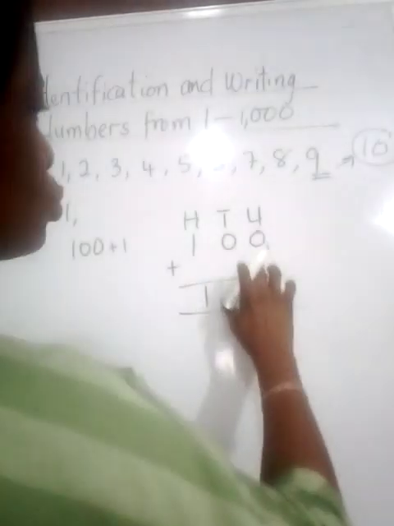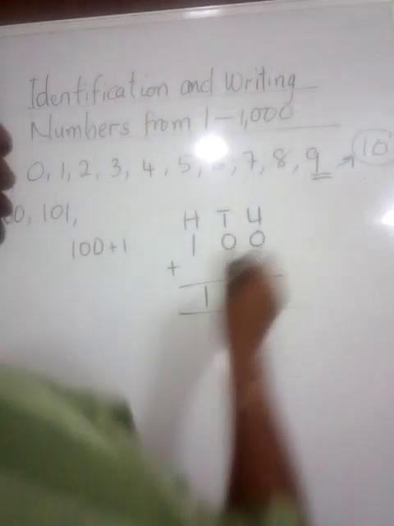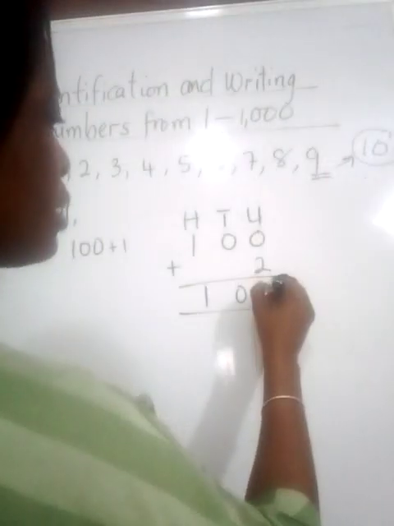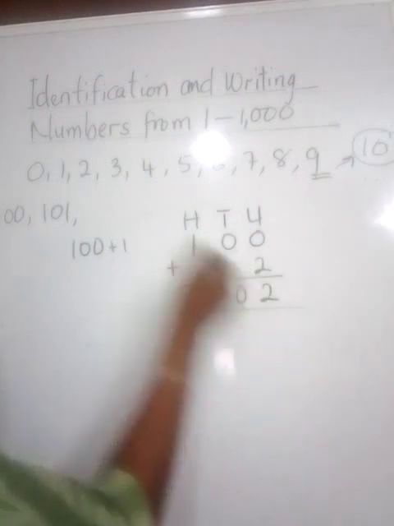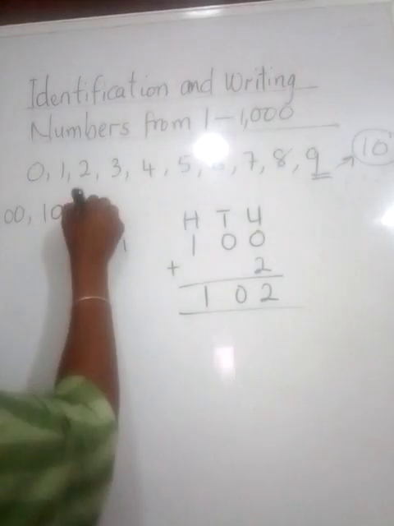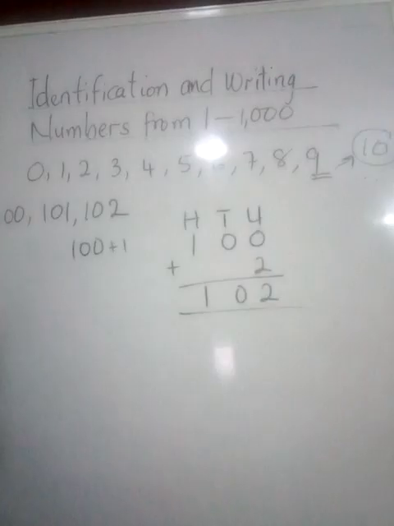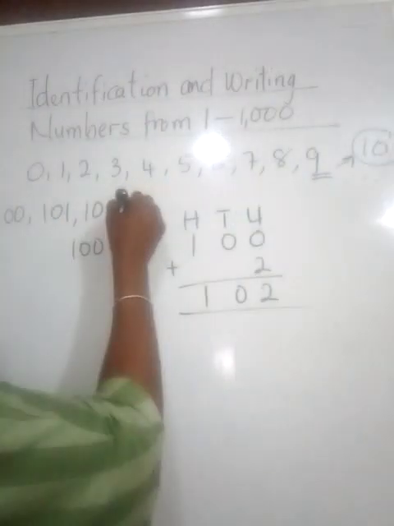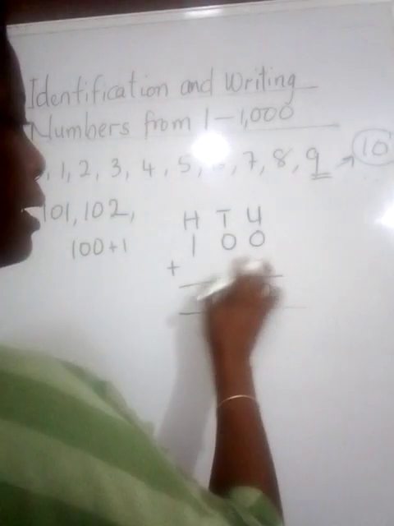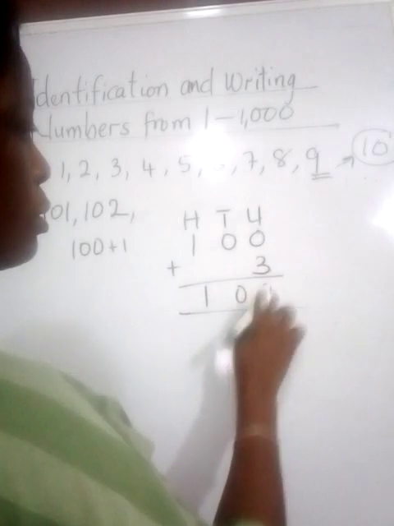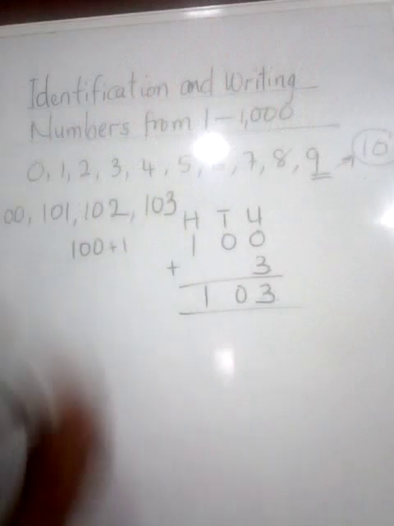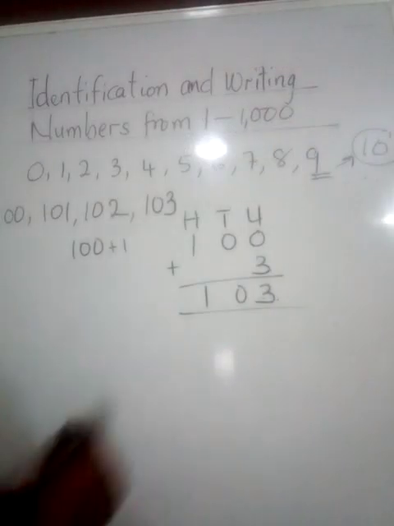Now you are adding 2 units to 100, which is the next step after our 101. 2 plus 0, that gives you 2. 0 plus 0, 0. So that means 102 is the next number. That is how you write it. If it's 3 units you are adding here, it becomes 103. It goes on like that until you get to 109.